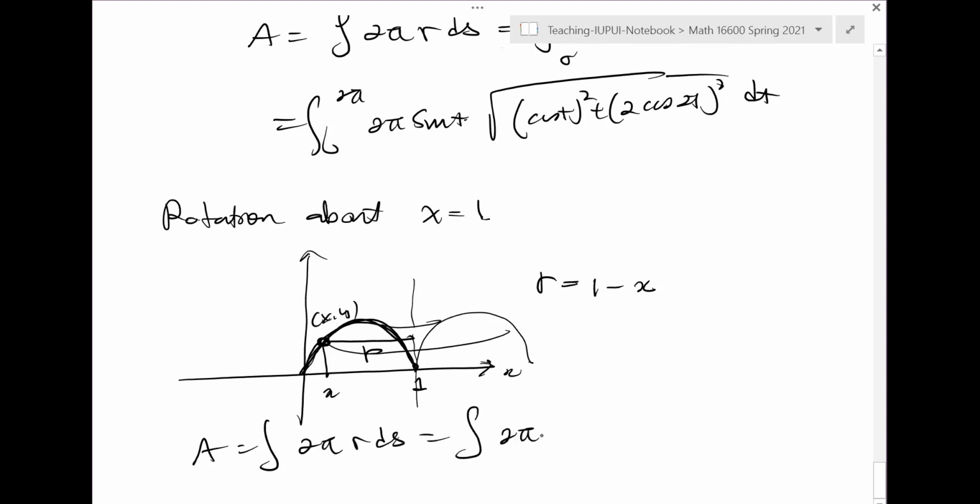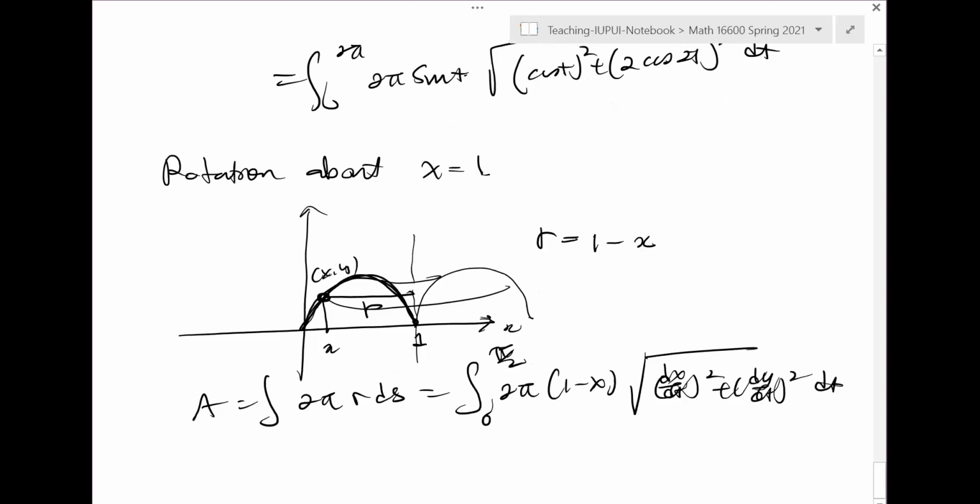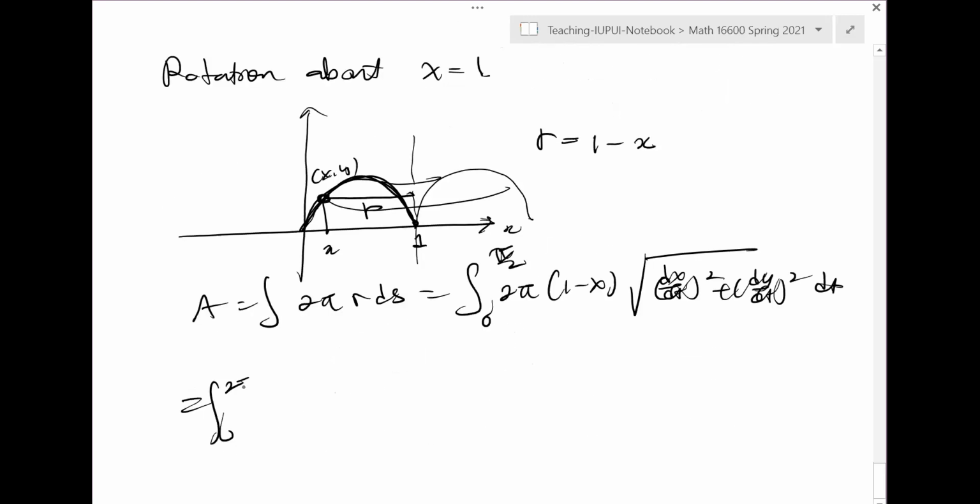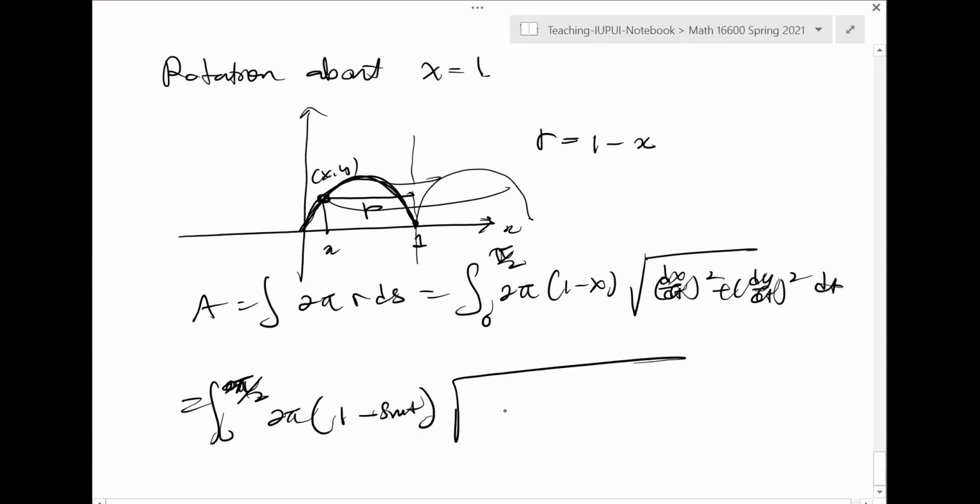All right, so now the area is 2 pi r ds. So step 1, you put what r is. r is 1 minus x, not x minus 1. And this is the square root of dx/dt squared plus dy/dt squared, dt, where t is from 0 to pi over 2. Then the next step, you replace x by sine t, and the derivative of x is cosine t squared, and 2 cosine 2t squared, dt.